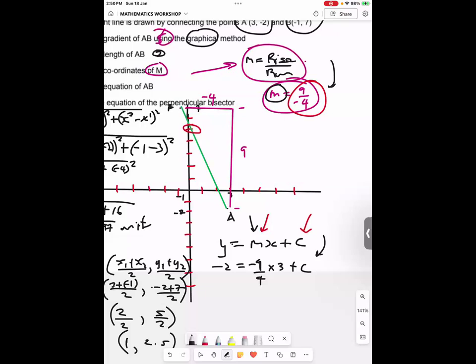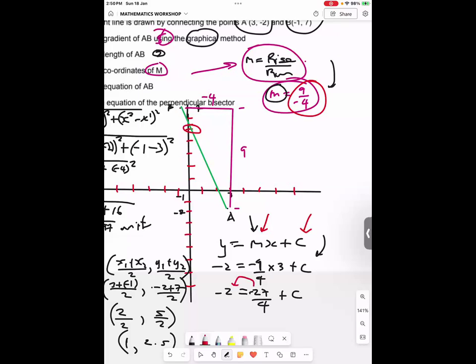So we need to do some simplification. We're going to have here negative 2. I'm going to go ahead and multiply the 9 by the 3, so I'm going to end up with negative 27 over 4. Negative 27 over 4 plus c. So negative 9 times 3 is negative 27 over 4. And then now we're going to carry over the negative 27 over 4 over here.